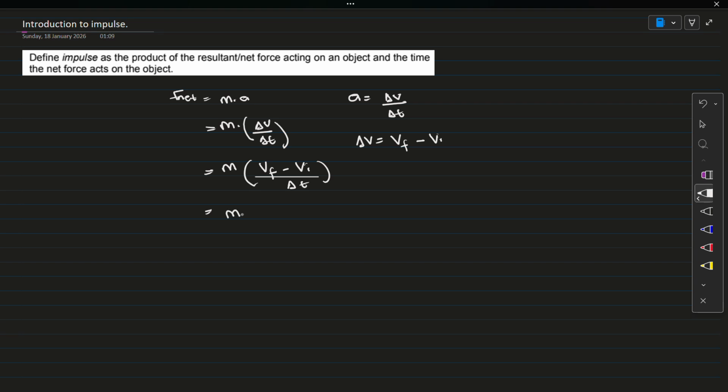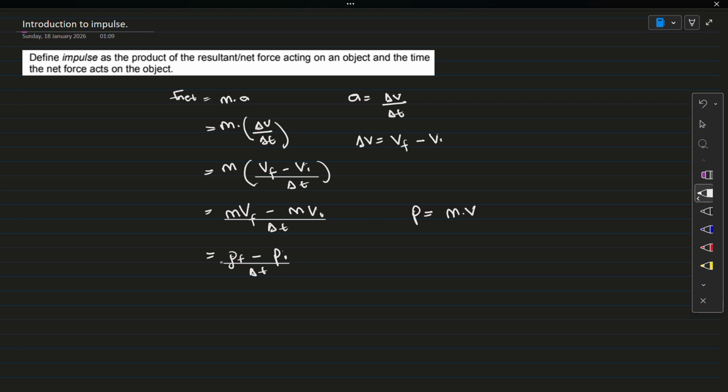We're going to have mass multiplied by final velocity minus mass multiplied by initial velocity divided by what? Change in time, right? But what do we know about mass multiplied by velocity? We know that momentum, represented by P, is equal to mass multiplied by what? Velocity. So where we see mv, we can pretty much write what? Mass multiplied by final velocity will be what? Our final momentum minus initial momentum divided by what? Divided by change in time, right?